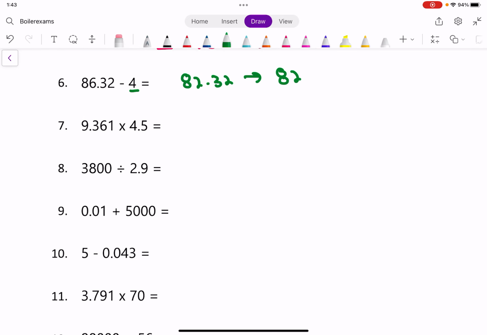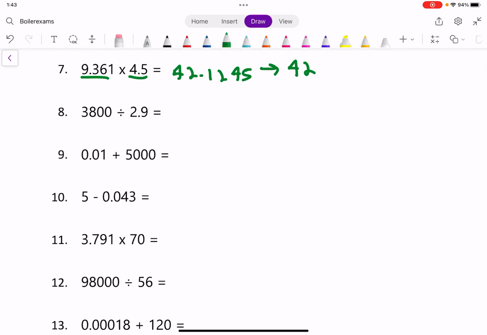9.361 times 4.5. I get 42.1245. And round to the lowest number of sig figs. This has 2, this has 4. Round to 2 sig figs, I get 42. Let's see, 3,800 divided by 2.9. I get 1,310.34, and so on. And round to the lowest number of sig figs. This has 2, this also has 2. So this is going to become 1,300.